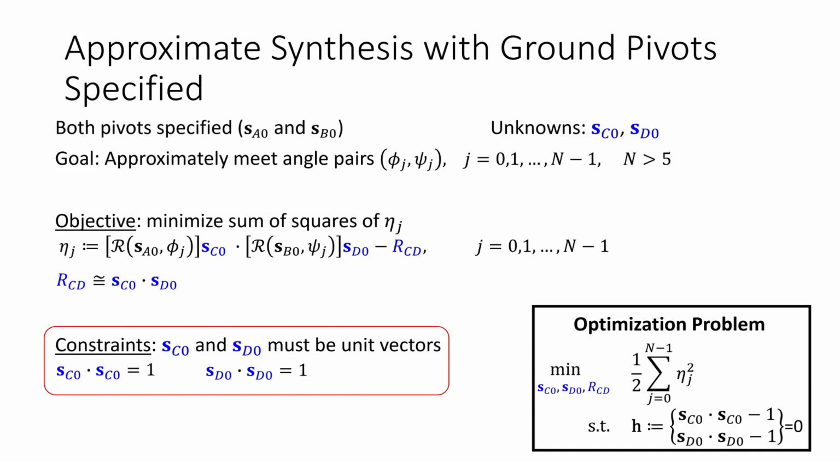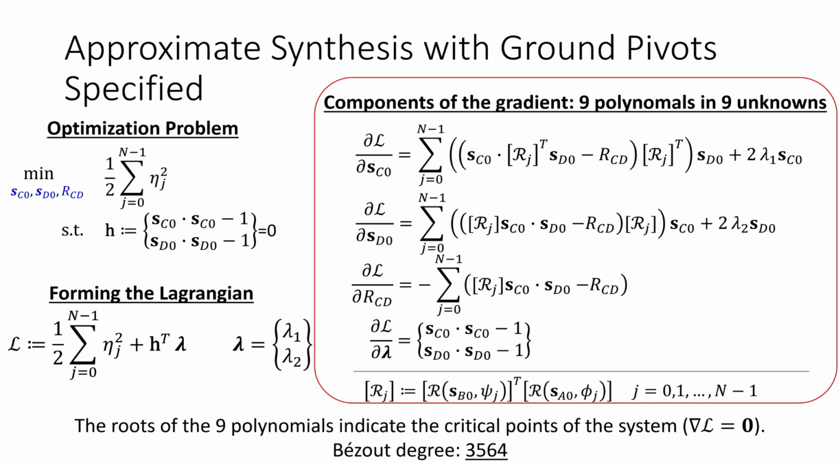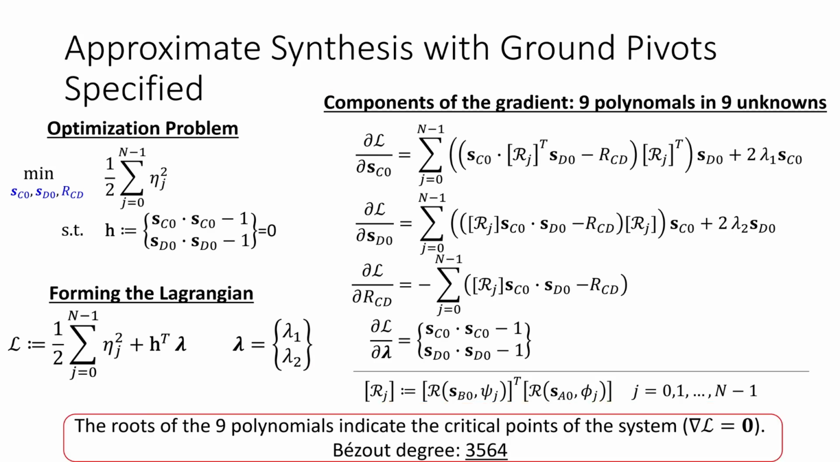With the optimization problem formulated, the Lagrangian can be constructed by introducing lambda, a vector of Lagrange multipliers. The partial derivatives form a system of 9 polynomials and 9 unknowns. The roots of this system indicate the critical points of the optimization problem. The Bézier degree of the system is 3,564, indicating up to that many critical points exist.